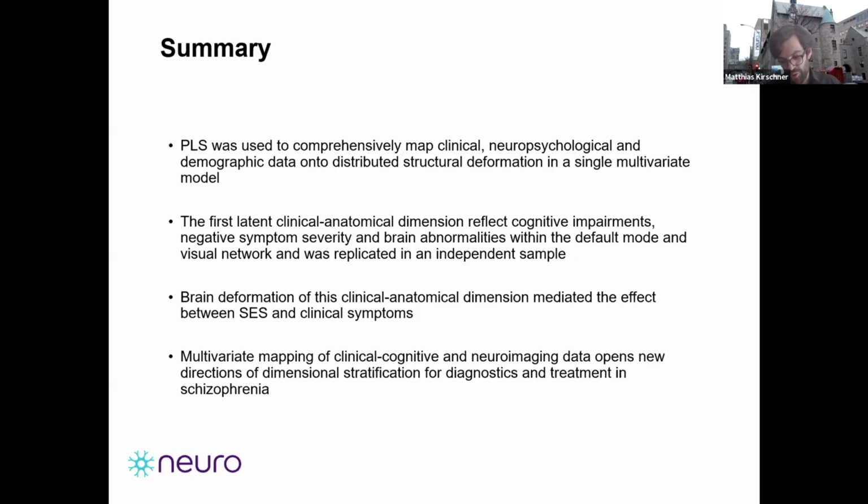We conclude that multivariate mapping of clinical, cognitive, and neuroimaging data opens new directions of dimensional stratification for diagnostic and treatment in schizophrenia. This approach can complement categorical subtyping of patients with schizophrenia and can help to make progress in developing better treatment.